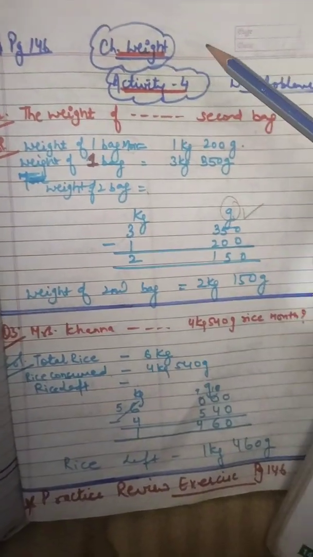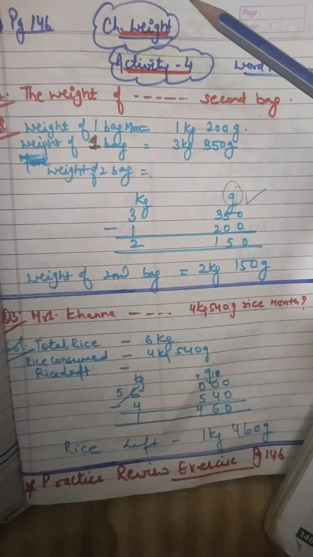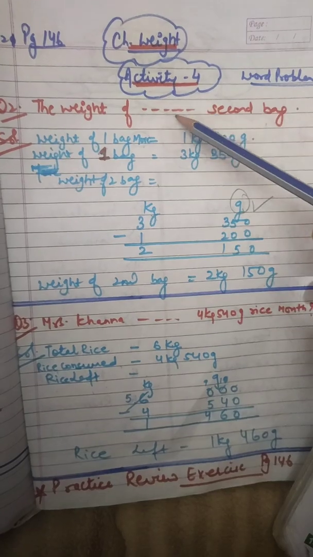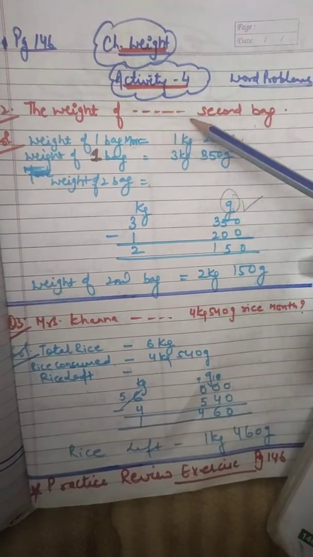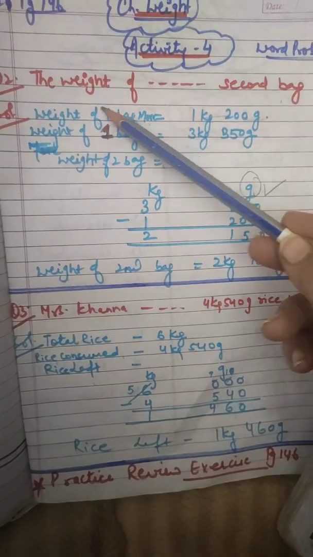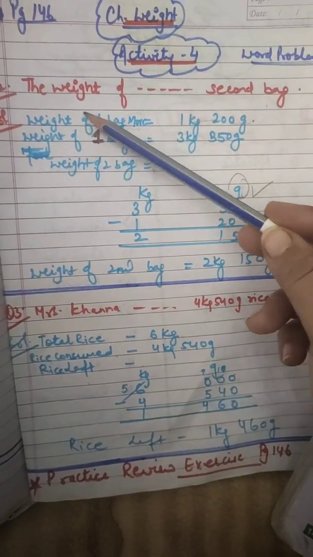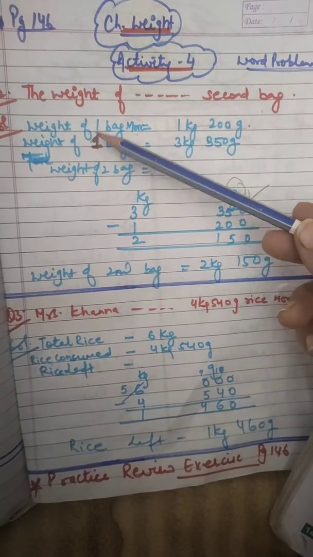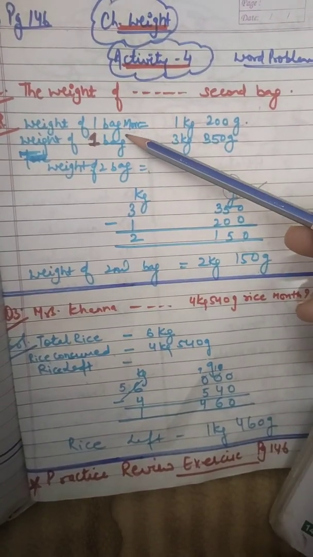See, first you will write chapter, activity 4, word problems, page number. You don't have to write the full question, write half the question. Dash dash dash means it covers the full question, and write the last part of the question. Now see, we have written the statements. If you do not write the statements, you will not get the marks. So first statement is weight of one bag.